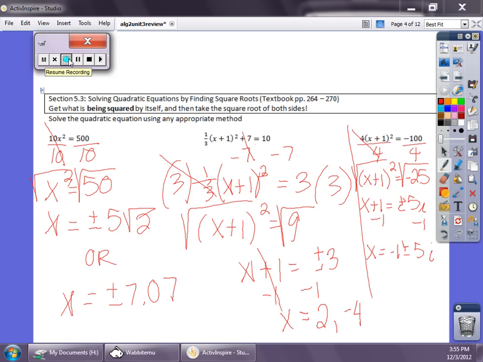So for the last equation, I divided both sides by 4, and I got x plus 1 quantity squared is equal to negative 25. I took the square root of both sides. The square root of negative 25 is plus or minus 5i. Remember, the square root of a negative is always going to be imaginary. Then my last step was I subtracted 1 from both sides. And I wrote my final answer with the real part first and the imaginary part second. Negative 1 plus or minus 5i.